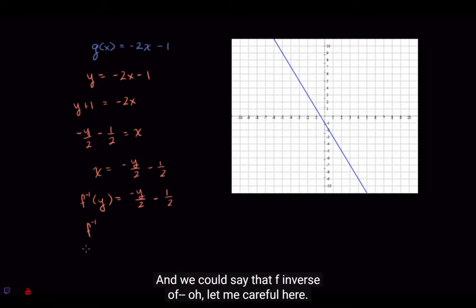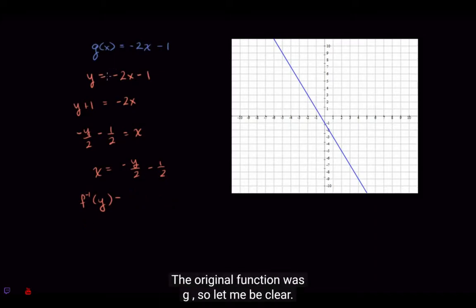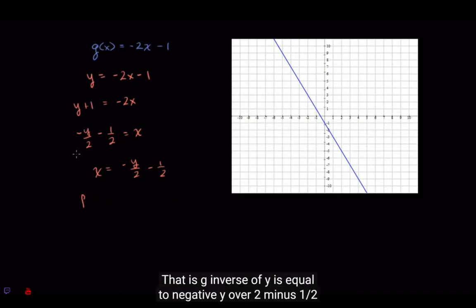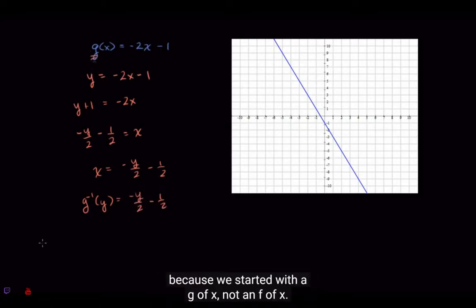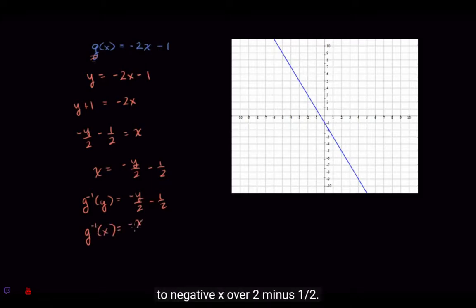Oh, let me be careful here. That shouldn't be an f. The original function was g, so let me be clear there. That is g inverse of y. G inverse of y is equal to negative y over 2 minus 1 half. We started with the g of x, not an f of x. Make sure we get our notation right. Or we could just rename the y and say g inverse of x is equal to negative x over 2 minus 1 half.